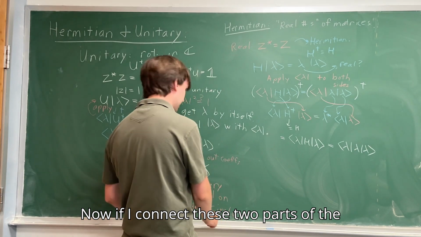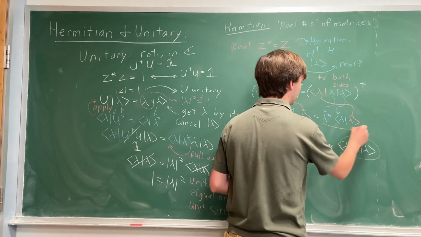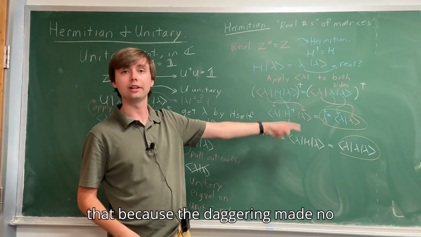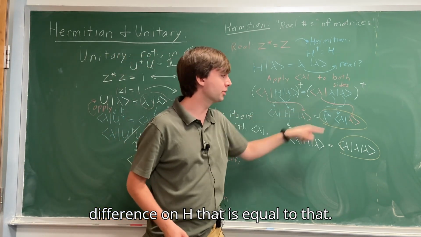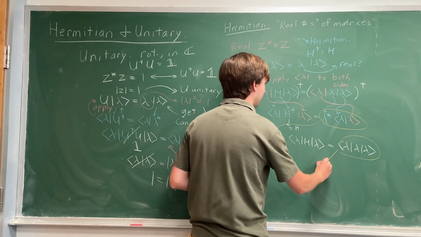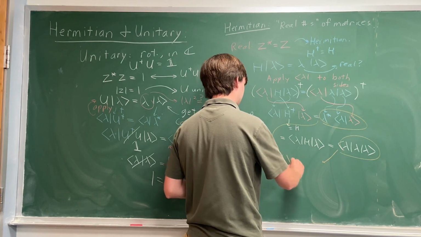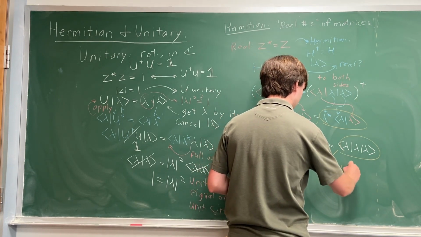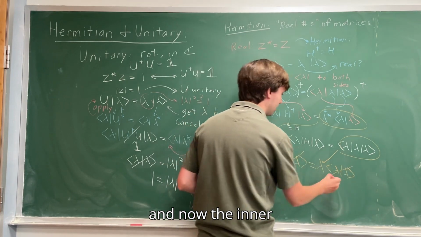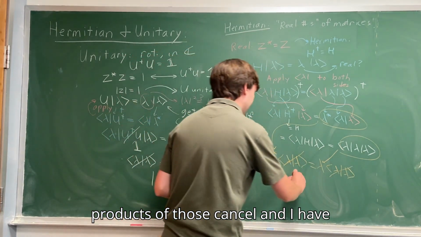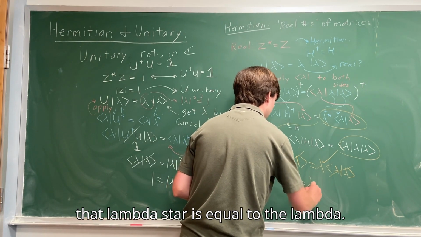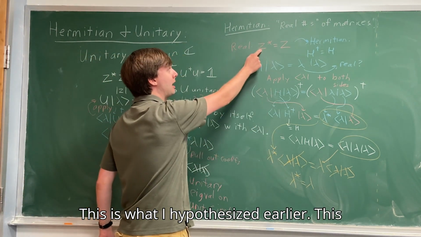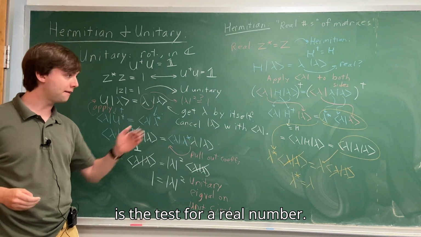Now, if I connect these two parts of the equation, this is equal to that is equal to that, because the daggering made no difference on h. That is equal to that. I chain this together. I'm going to pull out this coefficient. And now the inner products of those cancel, and I have that lambda star is equal to lambda. This is what I hypothesized earlier. This is the test for a real number.